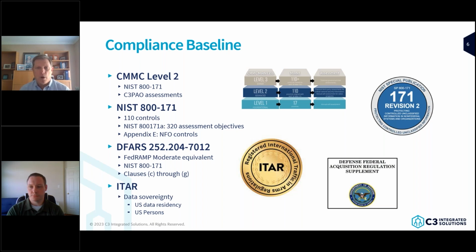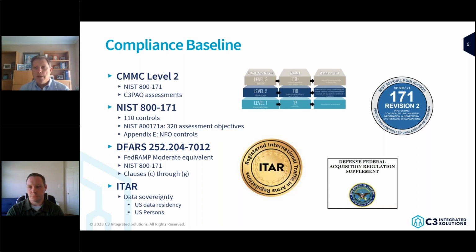NIST 800-171 is the reference point, and the control piece from CMMC Level 2 is, of course, the third-party assessments, where a third party will come in and do an actual assessment to see if you are compliant and doing everything you say you're doing to be compliant.